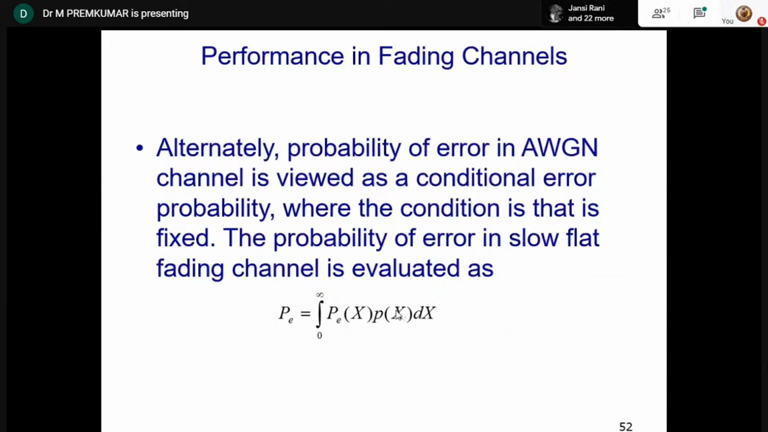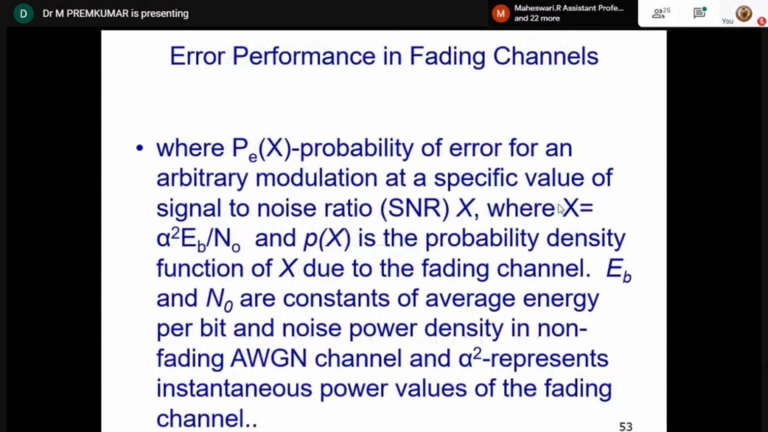Then you have to consider an arbitrary probability of error, and if you integrate over this particular case, you may be able to obtain the probability of error. It is to be alpha square Eb by N0. This Eb by N0 is nothing but the signal to noise ratio. So P of X is the probability density function of X due to the fading channel.